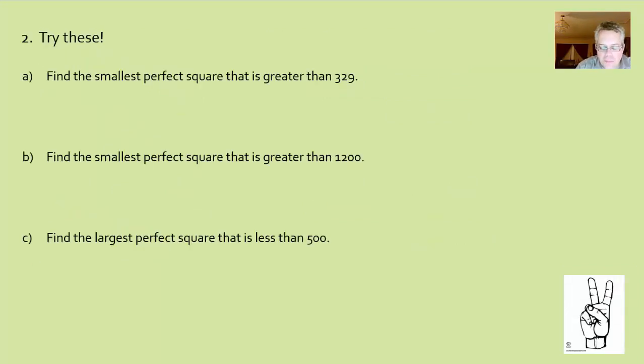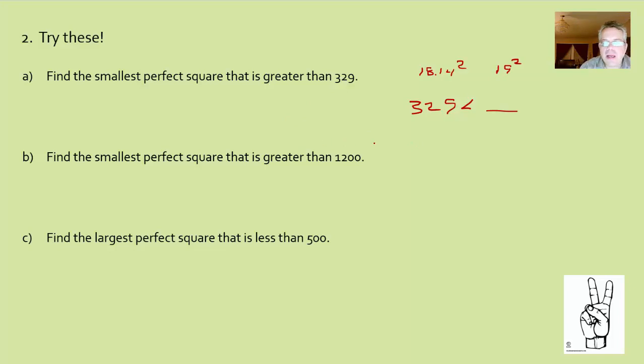These are kind of similar. It says find the smallest perfect square that's greater than 329. So we want to go bigger than 329. Let's apply the same trick. We want a perfect square that's greater than 329. If you find the square root of 329, you get 18.14. So 18.14 squared is 329. The perfect square that's above that must be 19 squared.